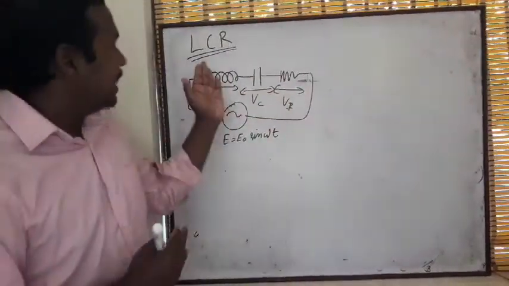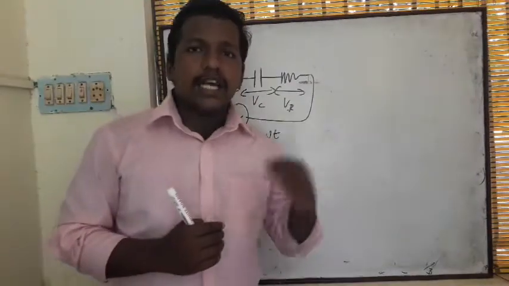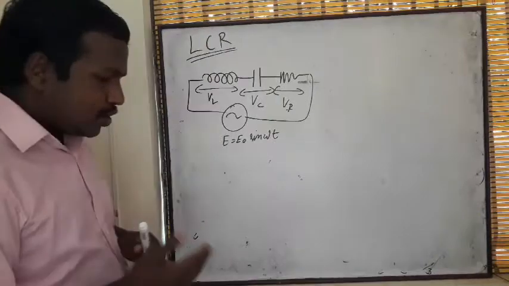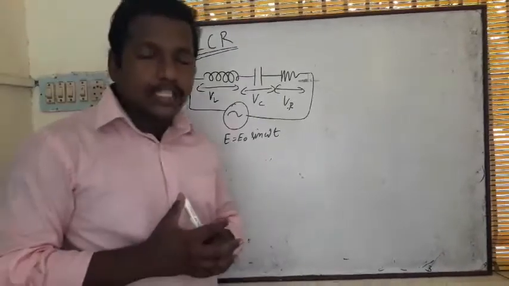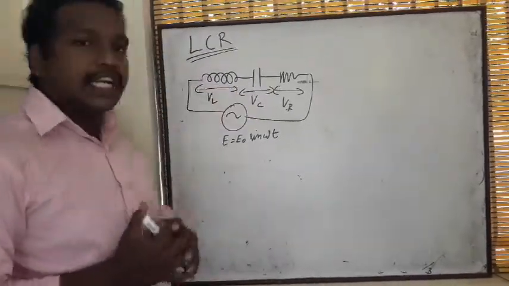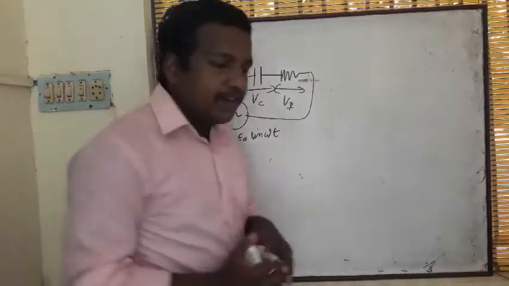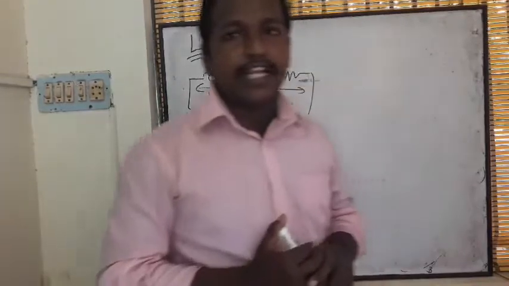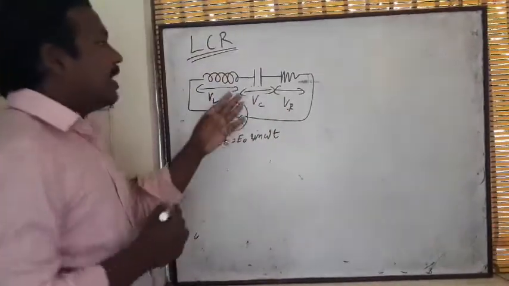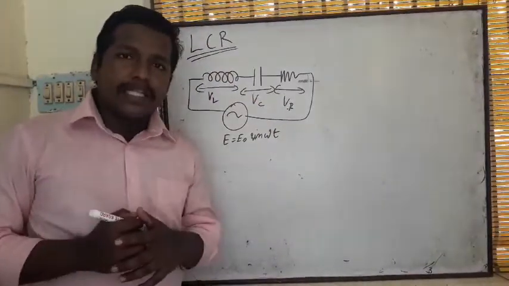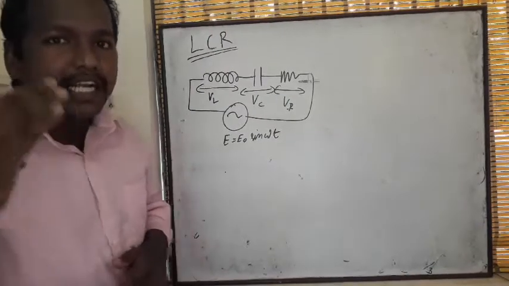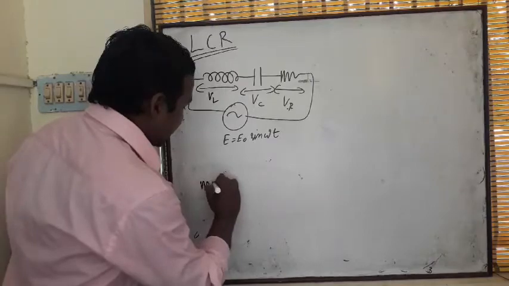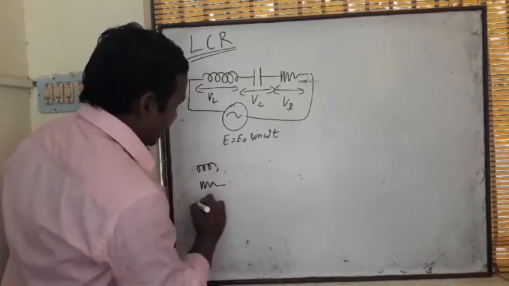L is the inductance, C is the capacitance, R is the resistance. These three are connected in series. As I told in the previous video, the resistance and inductance have a phase difference of 90, and the capacitance and resistance have a phase difference of 90. The current leads by 90 degrees for the capacitance, and the current lags by 90 degrees for the inductance. That means it's resistance, inductance, capacitance.